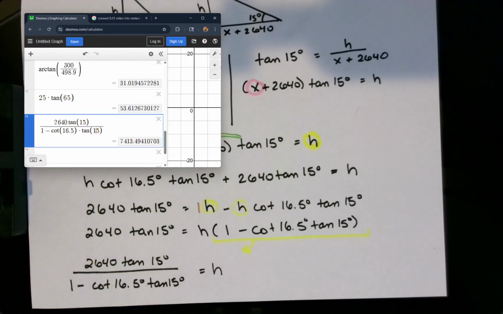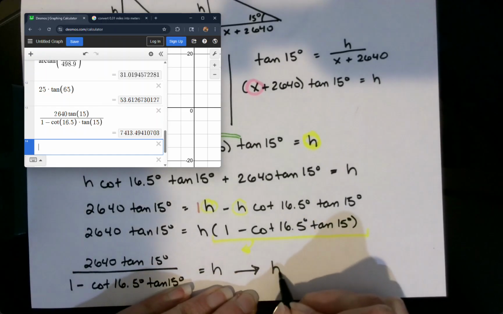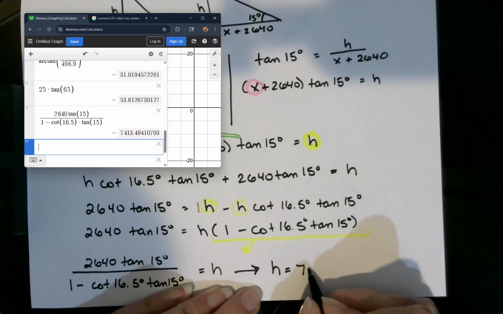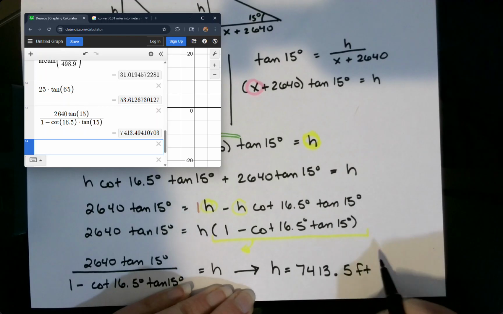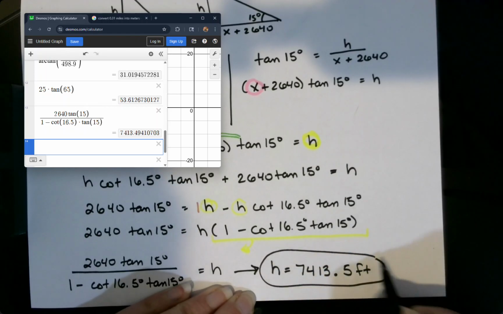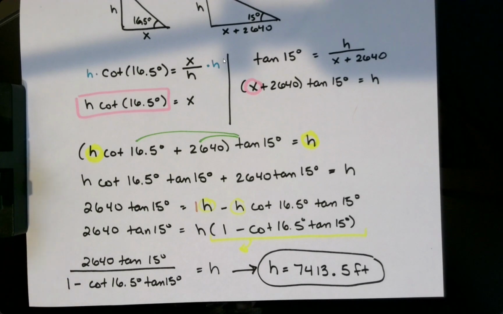And I get a value of 7,413.5 feet tall. So that's the height of the mountain. Just looking for h, which is the height of the mountain. The height of that mountain, 7,413.5 feet. Okay. Imagine doing that as an explorer. You'll make your measurements, go home, do all the trigonometry, and be able to calculate heights of mountains.